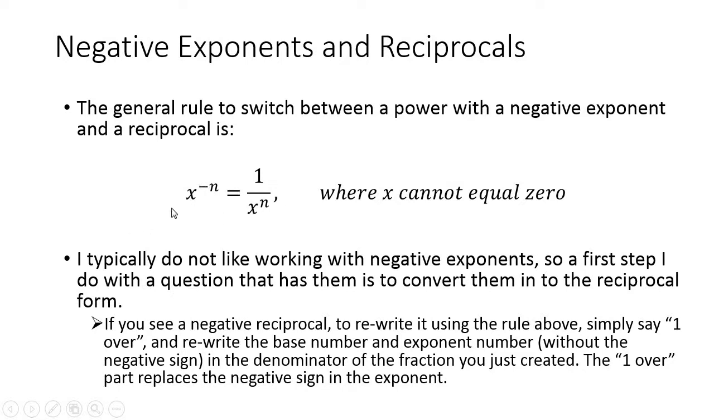So when you see a negative exponent, think to yourself 1 over. Oh, that's easy, that's just reciprocal, I'm going to do 1 over now. The 1 over part replaces the negative sign in the exponent.